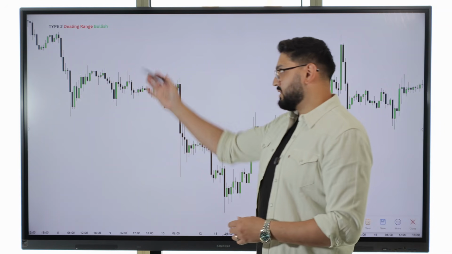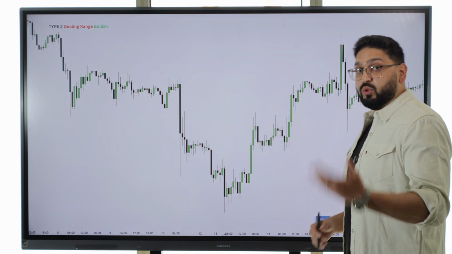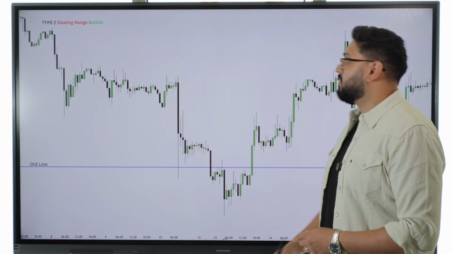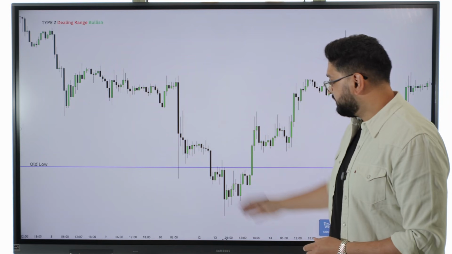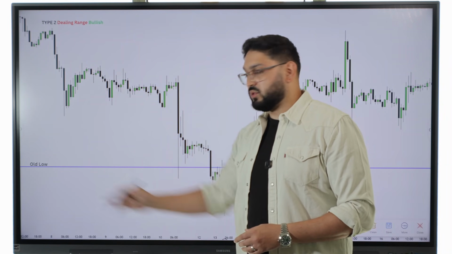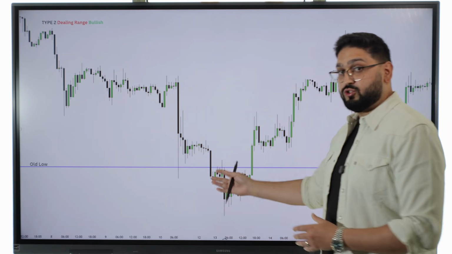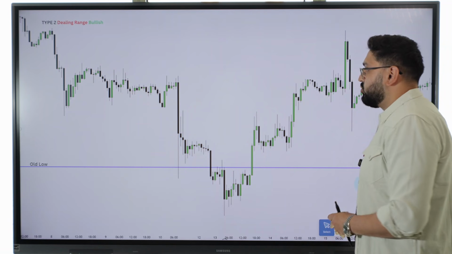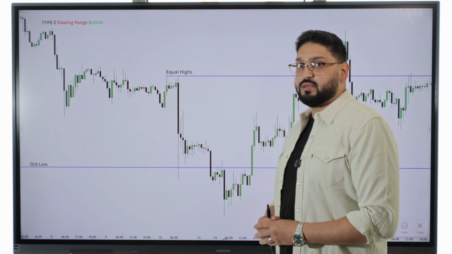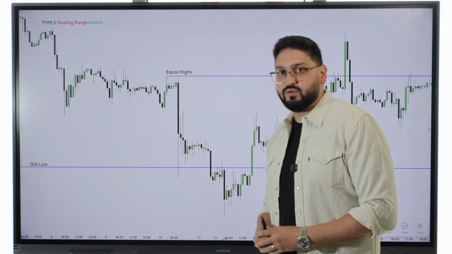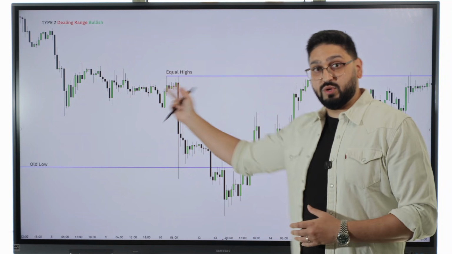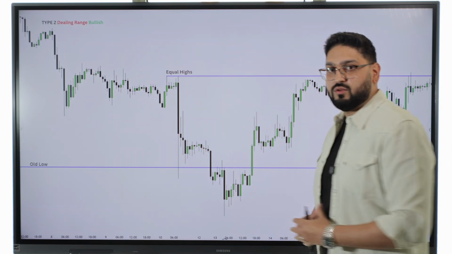So let me give you an example here of a type 2 bullish dealing range. We have seen the market travel lower, and it swept below an old low to the left. I will show you that low in a second. Now, straight away, our eyes should be going to the equal highs. So whether we're bullish or whether we're bearish on the higher time frame, we are bullish, but I will explain why in the next few slides.